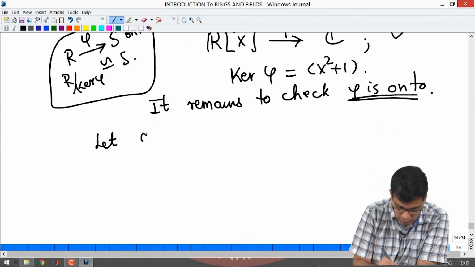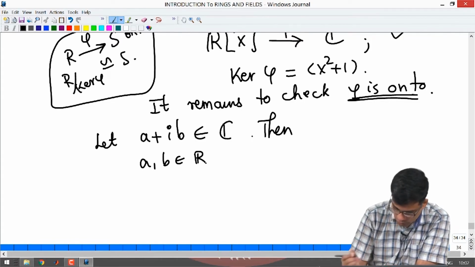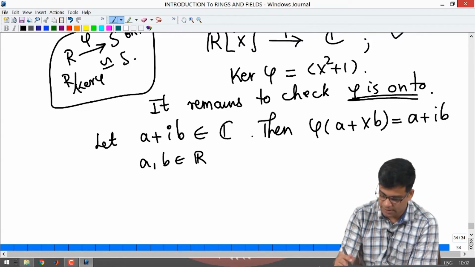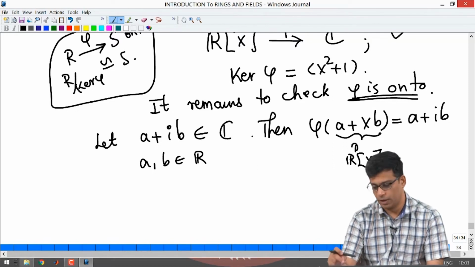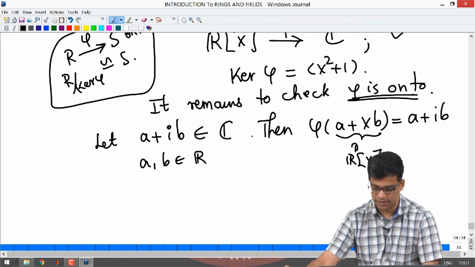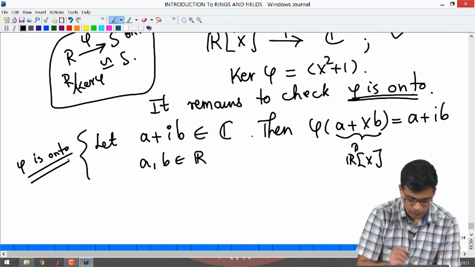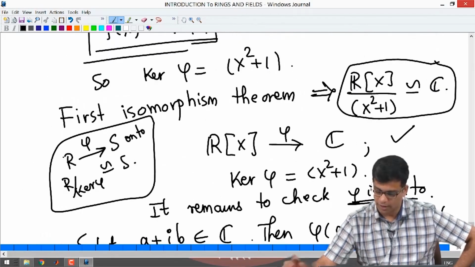So, let us take an arbitrary element of the complex numbers a plus ib. Then remember that means a, b are real numbers. Then phi of a plus x b is a plus ib, right, because a plus x b is a polynomial in R x, because a, b are real numbers, and its image is obtained by plugging in x equal to i. When you do that, you just get a plus ib. So, phi is onto R x to C, its kernel is x squared plus 1. So, we conclude R x mod x squared plus 1 is C.